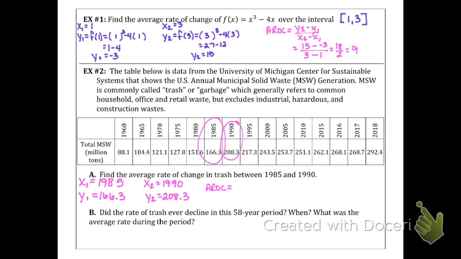So we know it's going to be 208.3 minus 166.3 over 1990 minus 1985. All right, so I'm just going to plug that in my calculator, and it's going to tell me 8.4, and I know that this is labeled in million tons. It's a million tons per year.